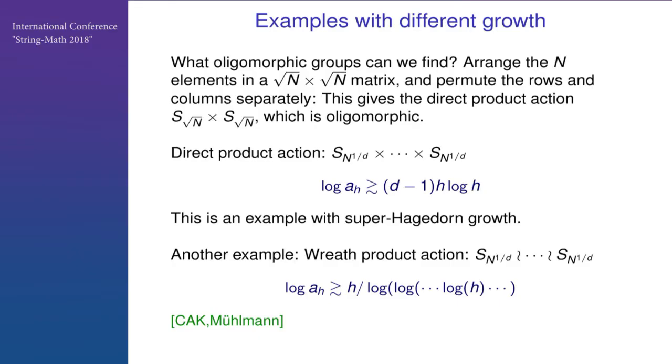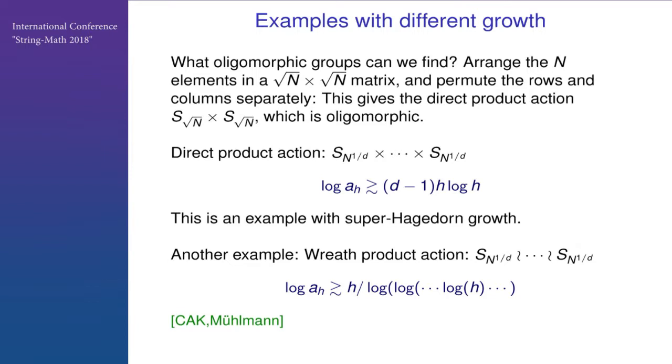And now what we can do is we can act with two copies of the symmetric group of square root n elements. One of them acts on the columns, and the other one acts on the rows of this matrix. And this defines the so-called direct action on the factors. And it turns out that this is actually oligomorphic.